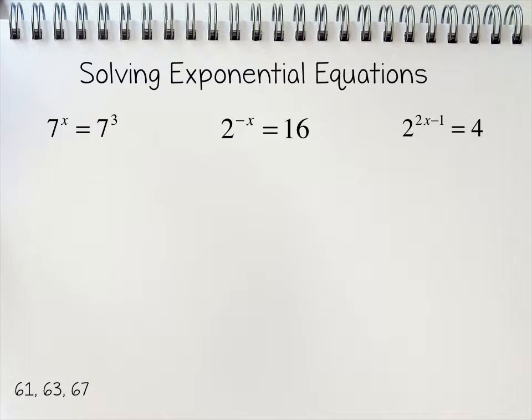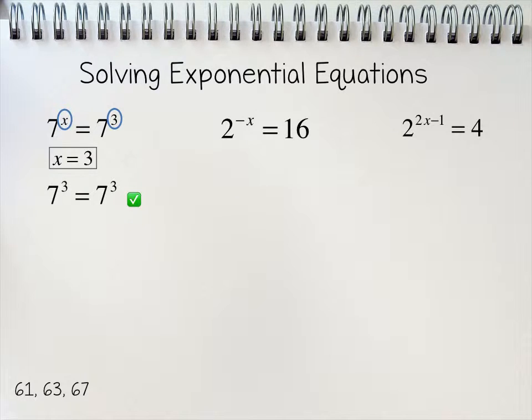Solving exponential equations. In the first example, 7 to the x equals 7 to the third, we notice that the bases are the same, and so we can set the exponents equal. x equals 3, which is the solution to my equation. To test that solution, I'll substitute 3 in place of x in my original equation, and I get a true statement.